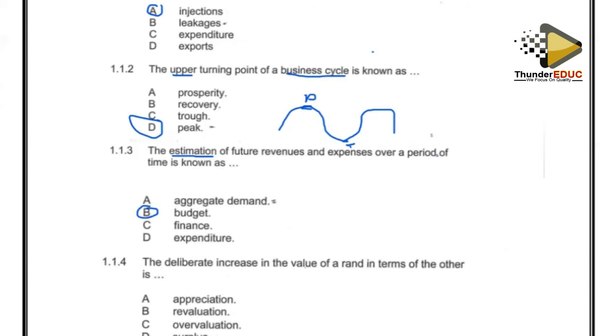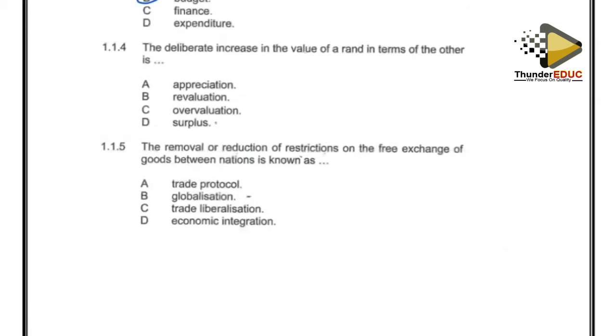Okay, right. So now moving on to the next question, grade 12s, we have 1.1.4, and 1.1.4 reads as follows. The deliberate increase in the value of a rand in terms of the other is called dash. So now here we are talking of the value of rand. So grade 12s, if you still remember, we dealt with different sets of topics, and this concept does fall under the topic that is called Forex, foreign exchange market.